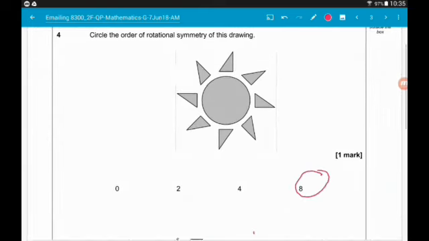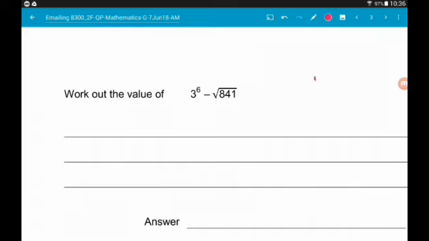Question 5 wants us to work out 3 to the 6th minus the square root of 841. Use your calculators. 3 to the 6th is 729. Square root of 841 is 29. So 729 minus 29 is 700.